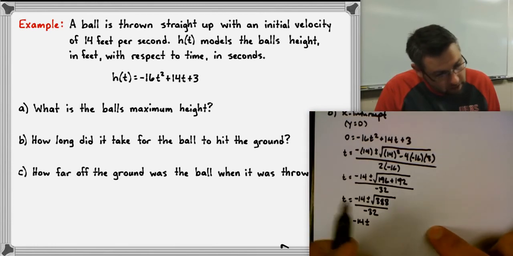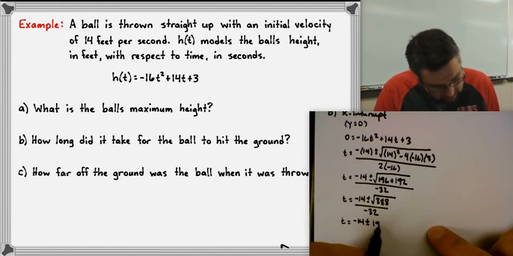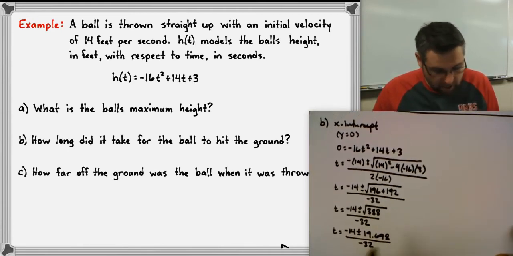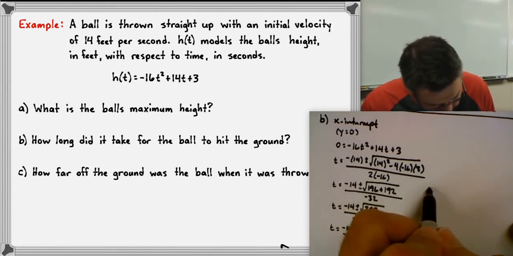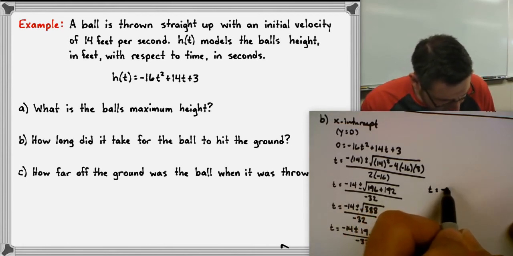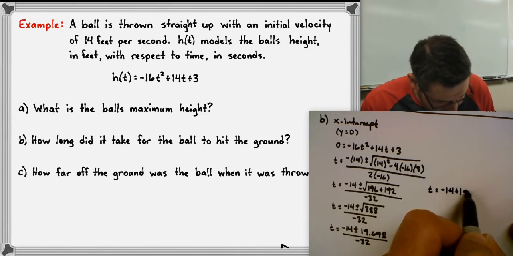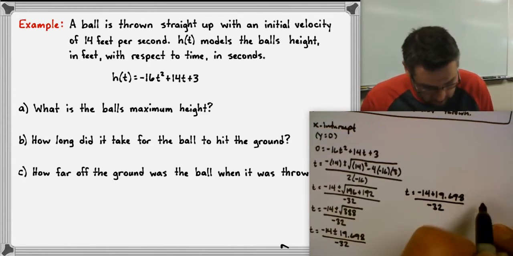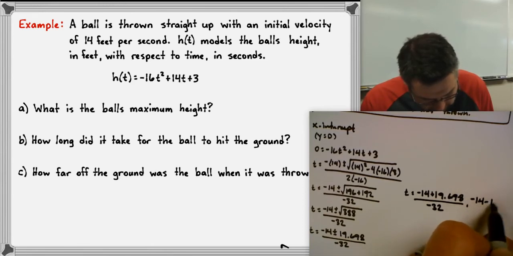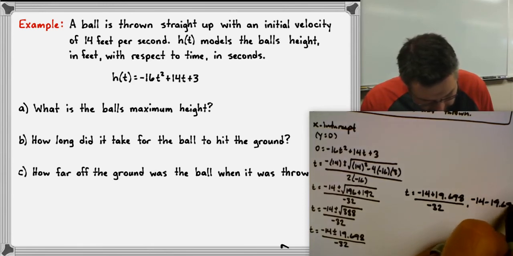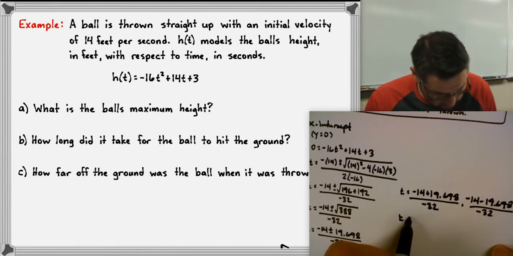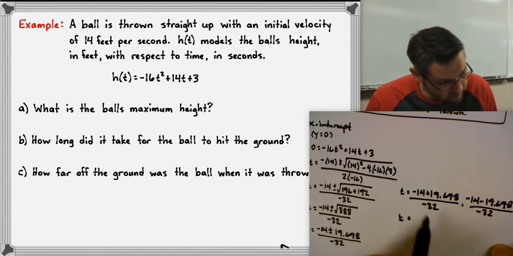And the square root of 388 is going to be 19.698, and then over negative 32. From here, we're going to break up our answers. So remember, we would say t equals negative 14 plus 19.698 over negative 32, and negative 14 minus 19.698 over negative 32. Okay, and then we'll just combine like terms, simplify this guy, and get an answer.